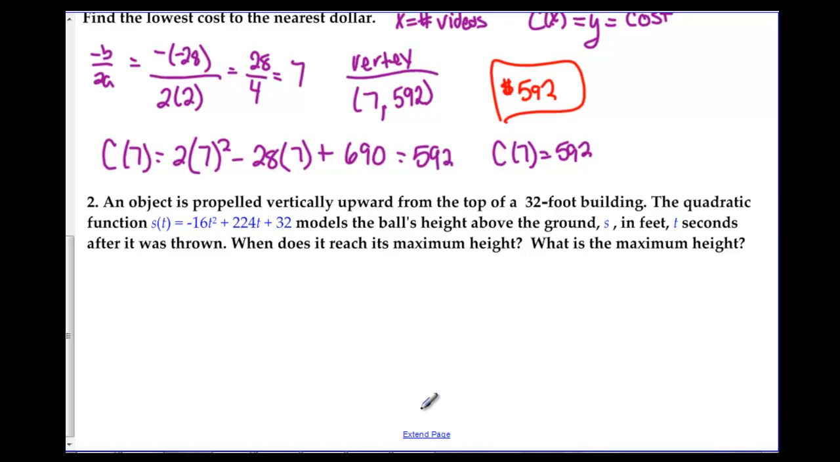All right, so an object is propelled vertically upward from the top of a 32-foot building. So if you want a visual, here's your building, object, you threw it up there, and then it came back down. Objects are going to travel in parabolas, just so you guys know. The quadratic function is given. S of t equals negative 16t squared plus 224t plus 32. Models the ball's height above the ground, s, in feet, t seconds after it's thrown. So t equals the seconds and S equals the height.